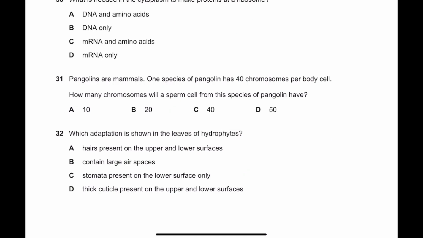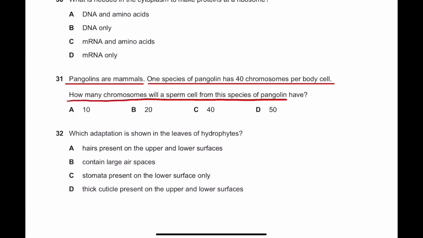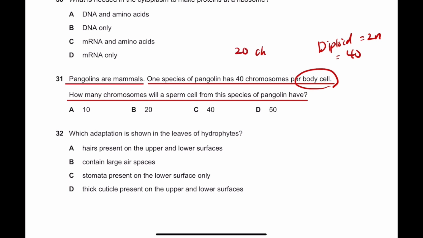Number 31. Pangolins are mammals. One species of pangolin has 40 chromosomes per body cell. How many chromosomes will a sperm cell from this species of pangolin have? Okay, so it says there are 40 chromosomes in a body cell, which means its diploid number is 40. So diploid is 2n. So there are 40 chromosomes, which means there are 20 chromosomes in pairs. Okay.